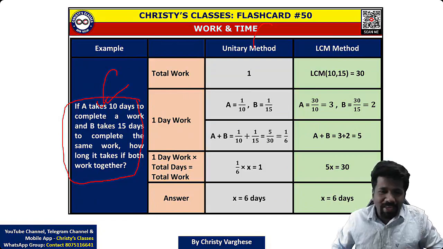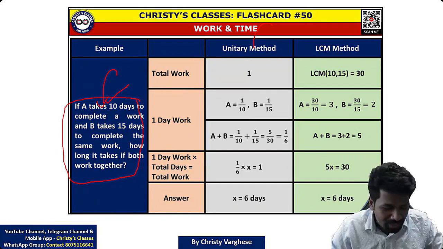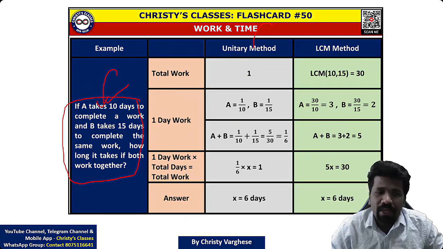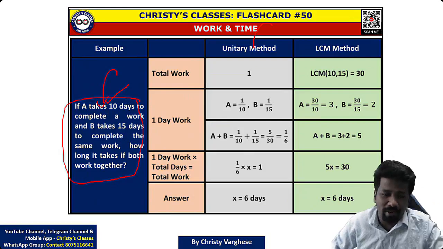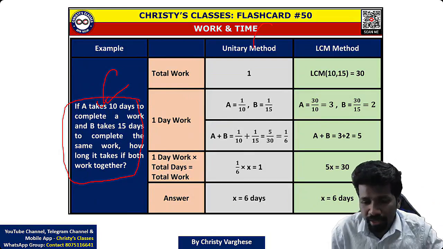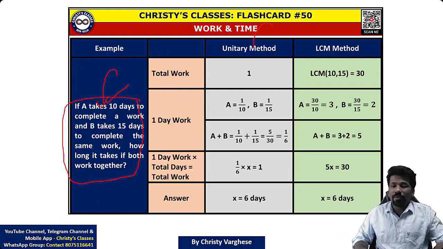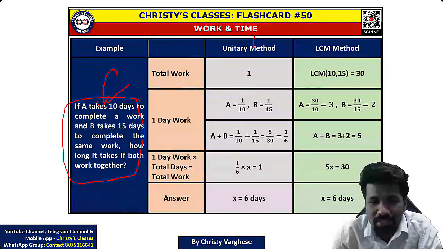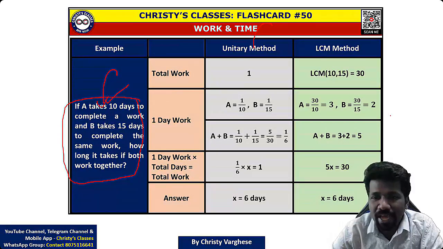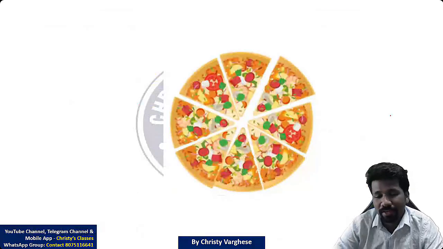Okay, I will clearly explain the meaning of the question and let us make it more interesting. If A takes 10 days to complete a work, what the work is not mentioned. So let us take an example for the work. Let the work be eating a pizza. If you like pizza, take a pizza, and eating the pizza is the work we are having.